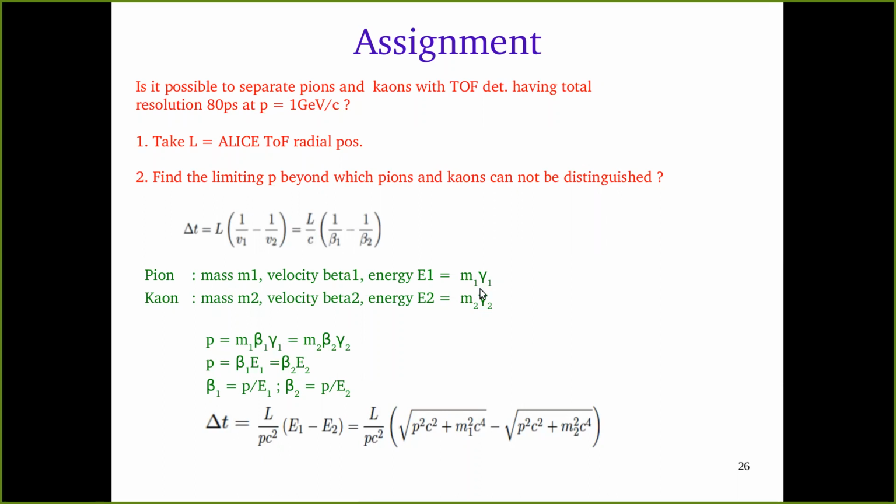And then you can replace, since you have seen that E1 equals m1 gamma 1, so you can just replace m1 gamma 1 as E1 and m2 gamma 2 as E2. So you will get beta 2 times E2, and P equals beta 1 times E1 equals beta 2 times E2. So from that, you can actually convert beta 1 as P by E1 and beta 2 as P by E2. Now, when you substitute these beta 1 and beta 2 in terms of P by E in the above equation, you actually get this equation, the equation in the last line.